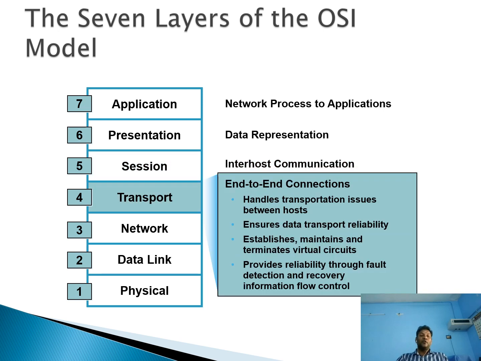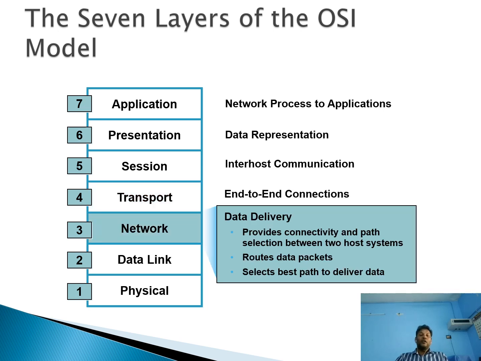Next we see the transport layer, that is end-to-end connections. It handles transportation issues between hosts and ensures data transport reliability. It establishes, maintains and terminates virtual circuits, and provides reliability through fault detection and recovery of information from the data flow, and controlling data. All these things are done by the transport layer.